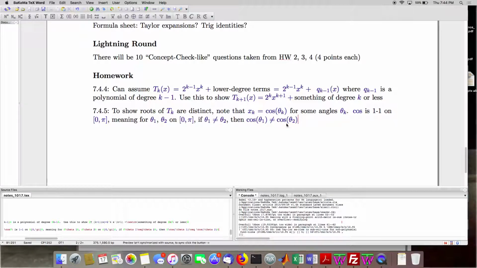Now that becomes enough. If the angles are distinct, and they lie within the interval 0 to pi, then from the one-to-oneness, you're able to conclude that the cosines of these angles are also distinct.